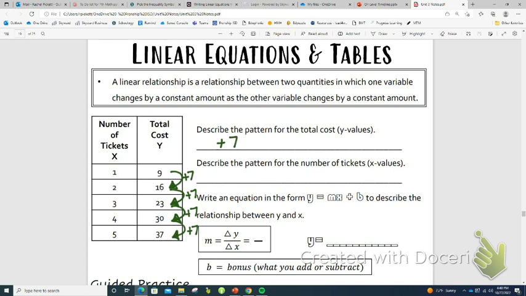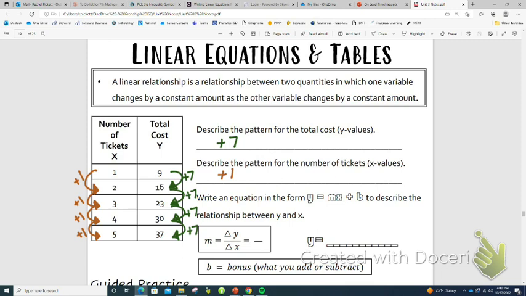And then we're going to do the same thing for the x values, for the number of tickets. To go from 1 to 2, we add 1. From 2 to 3, add 1. 3 to 4, add 1. And 4 to 5, add 1. So the pattern for the number of tickets, or the x values, is plus 1.